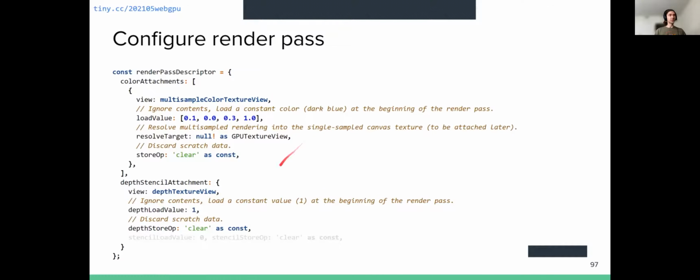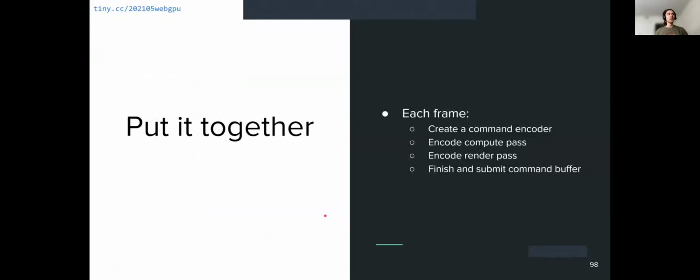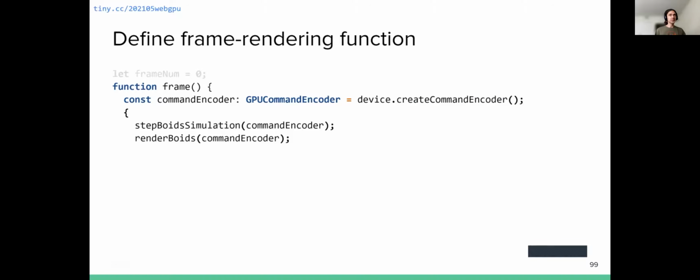And then same deal for the depth stencil attachment. We don't care about the old data, so we set it to a constant value of 1. And we don't need the data at the end, so we discard the scratch data at the end. So we can just put all that together. Each frame, create a command encoder, encode a compute pass, encode a render pass, and then finish and submit that command buffer to the GPU. So this is pretty straightforward as well. We just create a command encoder object, and then we start recording into it.